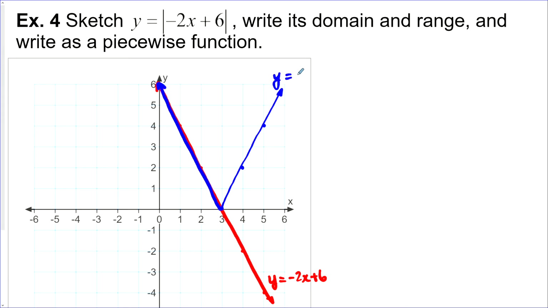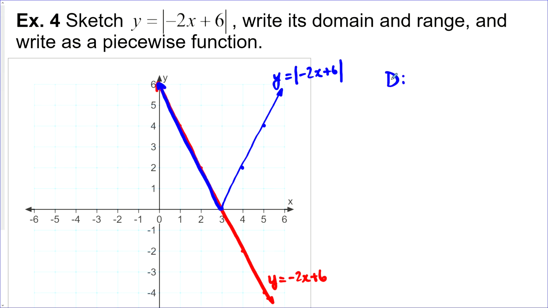Now when you do this method, it's nice because then you can just make everything positive, and it will help you write it as a piecewise function. Just make sure to label the graphs or erase this original one here so you don't end up being confused. Now let's write the domain and range.